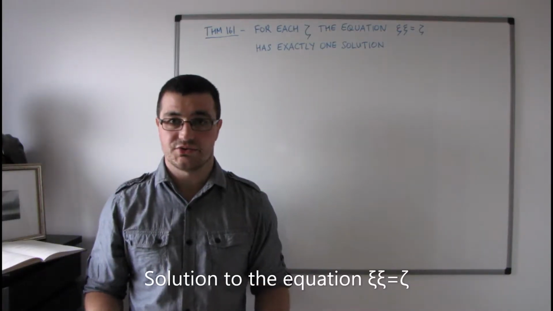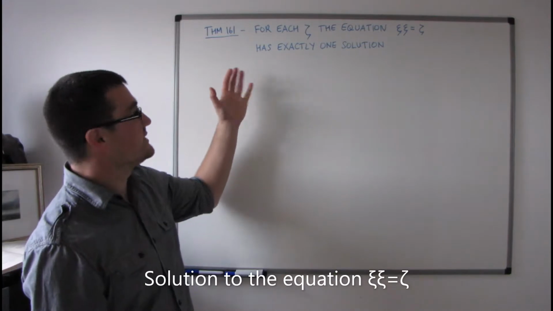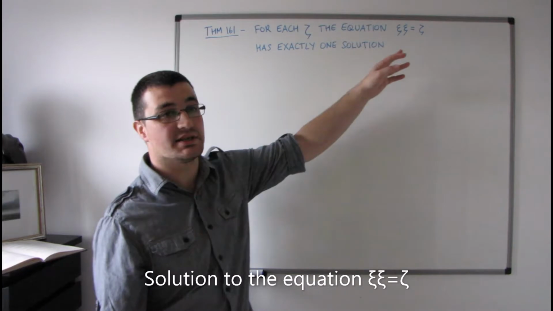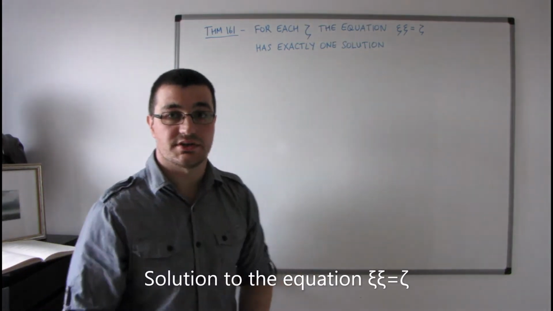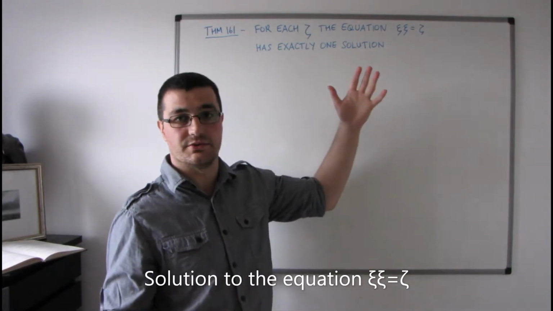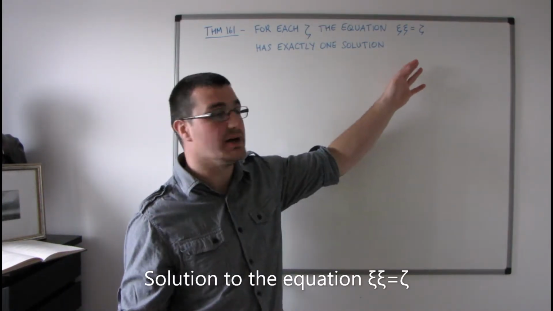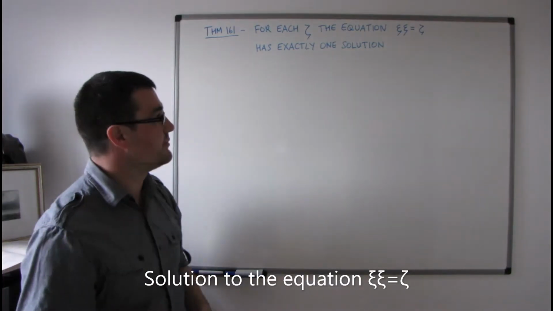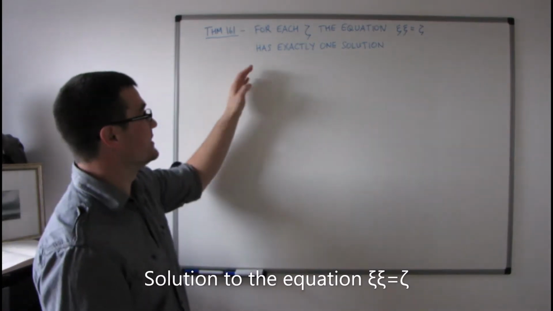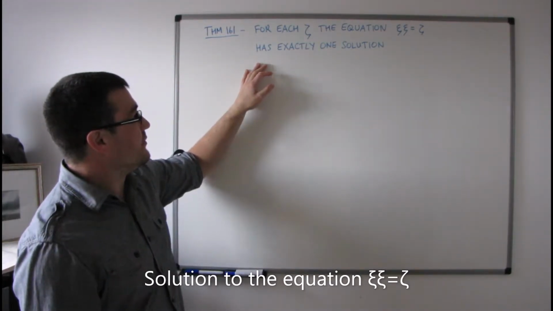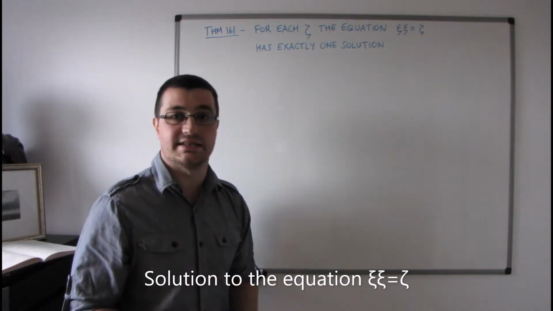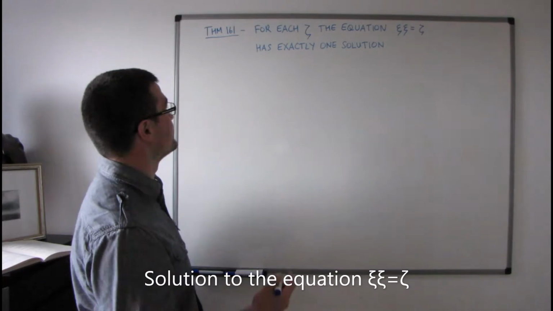So this is theorem 161, and it simply states that for each zeta, the equation psi times psi equals zeta has exactly one solution. So you could almost imagine this as comparable to maybe a pure quadratic equation, but obviously here it's relating to cuts. It's not relating to real numbers or anything like that at this stage. I'm not too bothered about the uniqueness aspect of this. It's really the existence of the solution that I'm wanting to prove.